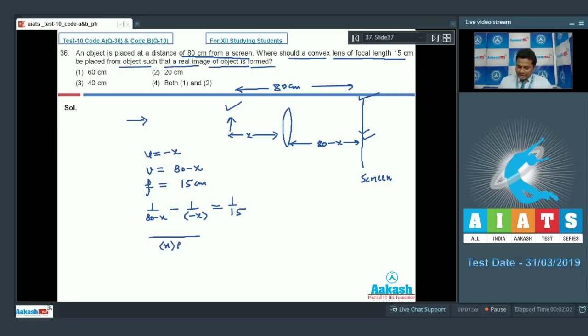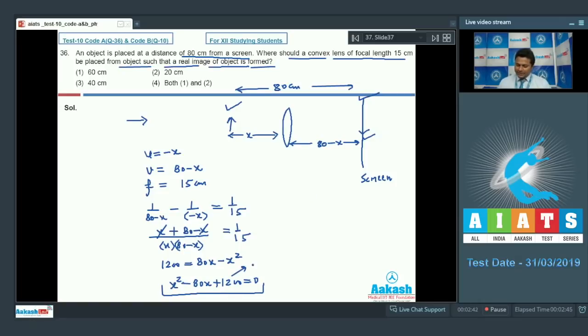X and 80 minus x being the LCM, we have x plus 80 minus x equals 1 by 15. X cancel out. Cross multiplying gets you 1200 equals 80x minus x square. So we are having a quadratic equation in terms of x. So x square minus 80x plus 1200 will be 0. Using the Sridharacharya method, we can calculate the roots of x.